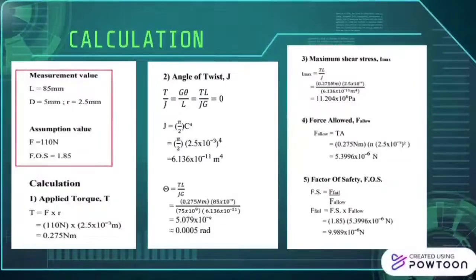Lastly, for the allowable force, we use torque times area. When the area is not given in the question, we use the normal formula, pi times radius squared. For the formula, 0.275 Newton meter times pi times 2.5 millimeter power of 2, and the value of force is 5.39996 micronewton.